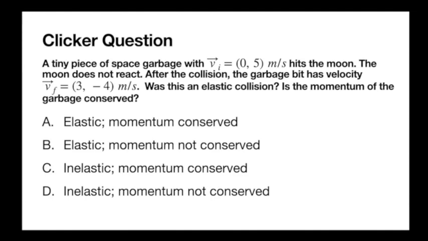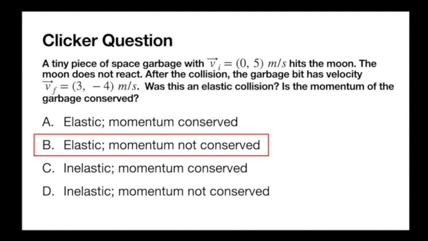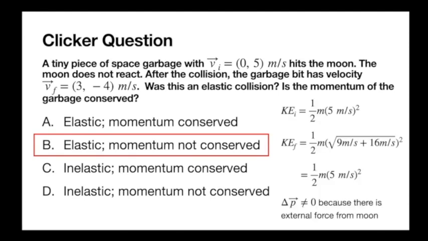I've said this, but I'm not a huge fan of this language because momentum is always conserved in the universe. The moon would technically have its velocity change by a tiny amount, or absorb the impact, something like that. Anyway, momentum is not conserved within our system of just this object because the moon delivers an external force and changes its momentum. What about the kinetic energy? Well, to show the work on here, I'm going to have to give away the answer, but kinetic energy actually is conserved. It's elastic. And let's explain why.